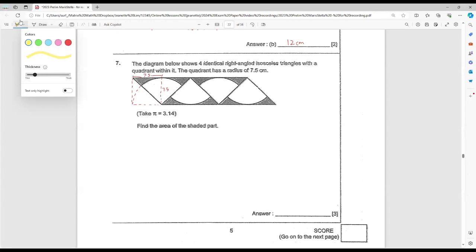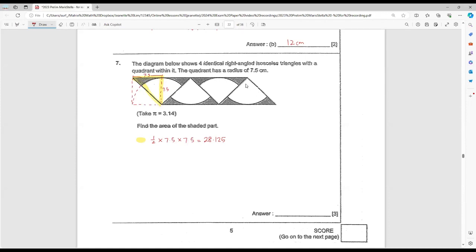So the area of this triangle here, area of triangle will be half times 7.5 times 7.5, which is 28.125. Now we have each big triangle has two smaller triangles. So that would be 2, 4, 6, 8. 8 small triangles.